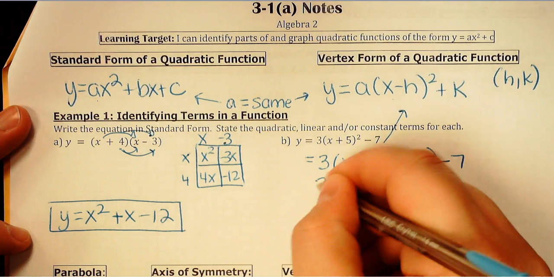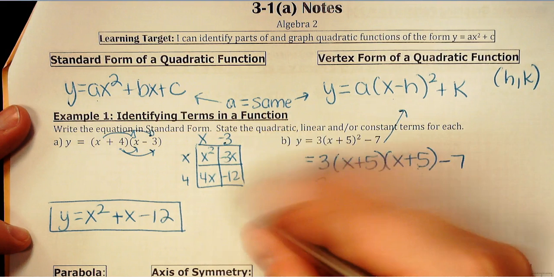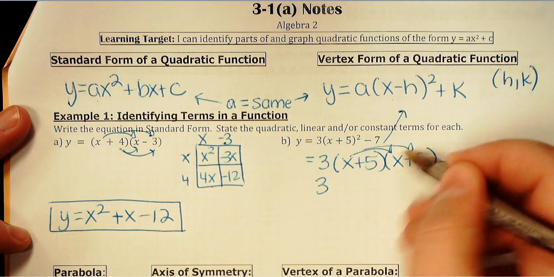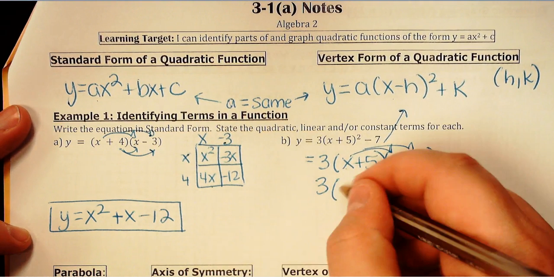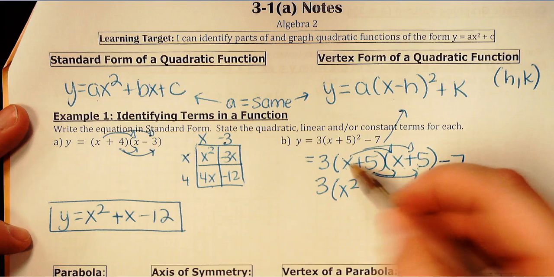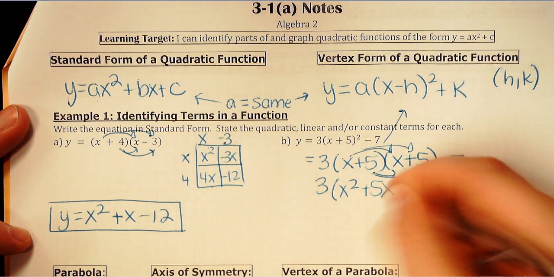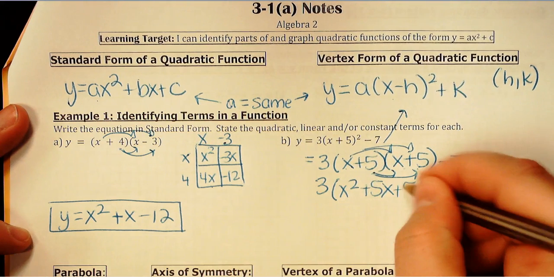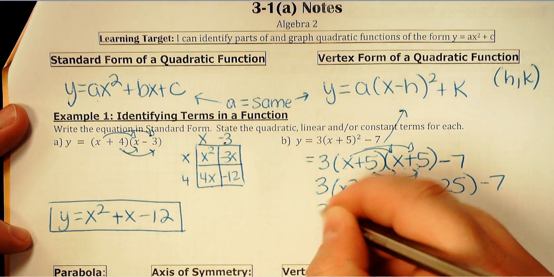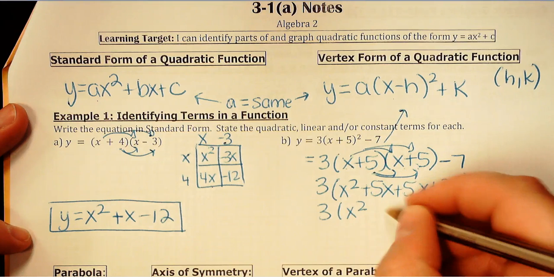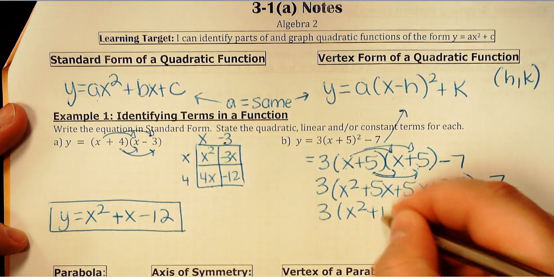Okay, I'm going to keep the 3 out in front. Again, if you prefer a box, you can use a box. I'm going to go ahead and FOIL on this question just so I do one of each. x times x gives me x squared. x times 5 gives me 5x. 5 times x gives me another 5x, and 5 times 5 gives me 25. And just real quick before I distribute the 3, I'm going to go ahead and combine my like terms.